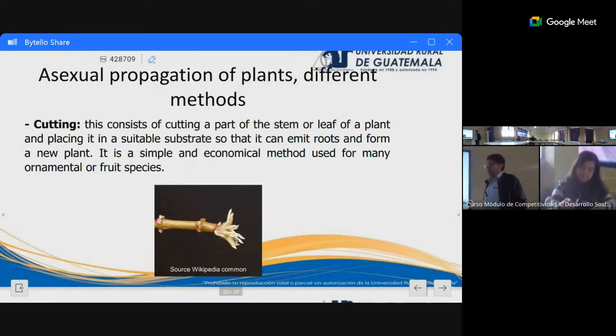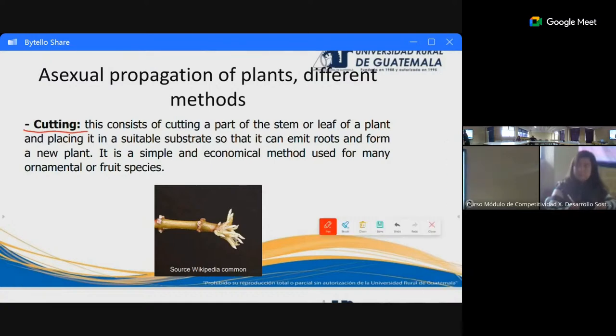Okay, here we can see different processes of asexual propagation of plants. The first one is cutting. This consists of cutting a part of the stem or leaf of a plant and placing it in a suitable substrate so that it can emit roots and form a new plant. It is a simple and economical method used for many ornamental or fruit species.